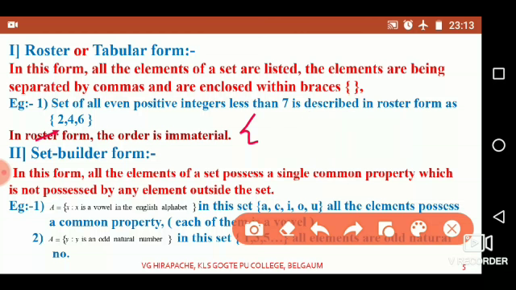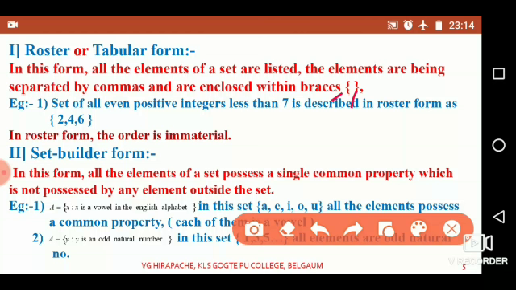Therefore, dear students, in case of roster method or roster form, the elements of a set are listed and these elements are separated by commas, and these are enclosed within the flower brackets, as shown in the definition. As I told you, in the roster form, the order is immaterial. It is not important. In any order we can represent the elements of a set.